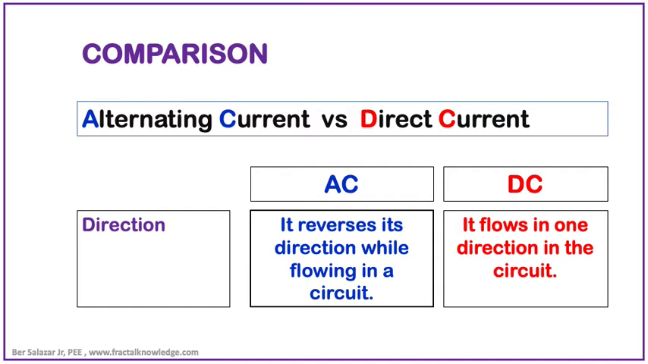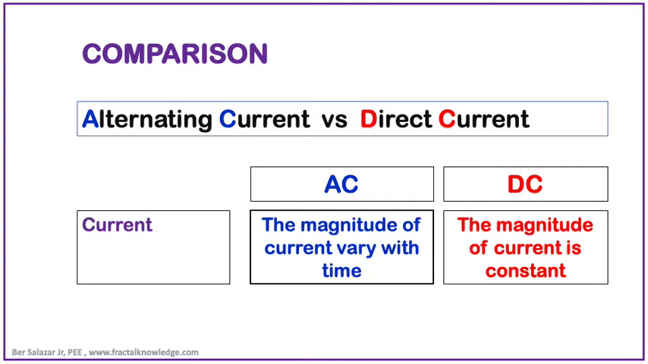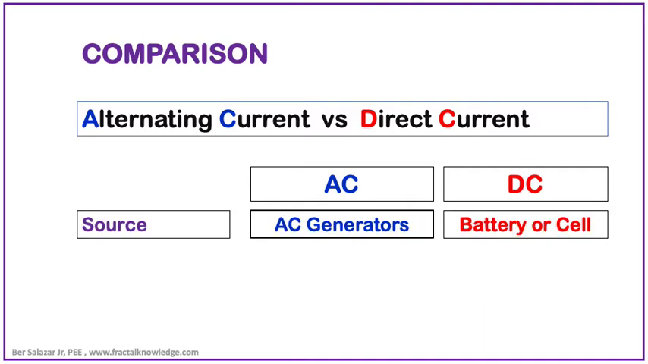In terms of direction, AC reverses its direction while flowing in a circuit, while DC flows only in one direction in the circuit. In terms of flow of electrons, in alternating current, the electron flow keeps switching direction, positive, negative, forward and backward, while in DC, the electrons flow in one direction, forward. In terms of current, the AC current magnitude varies with time, while in direct current, the current magnitude is constant.